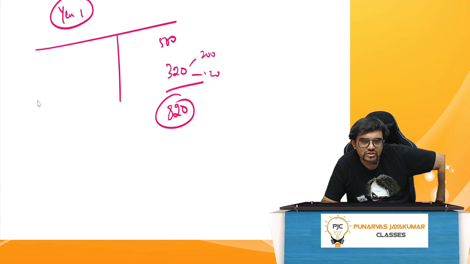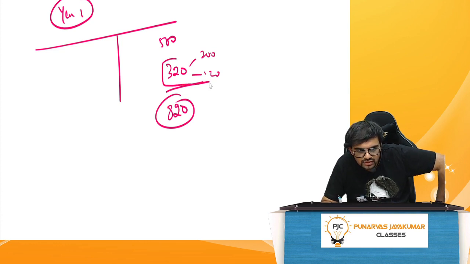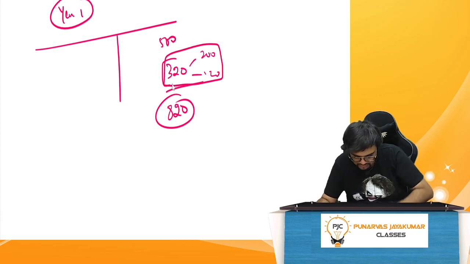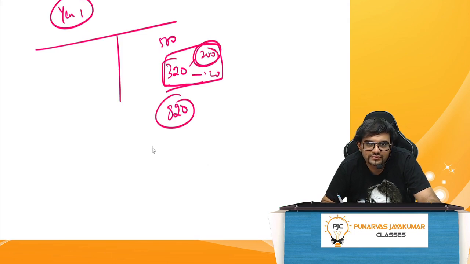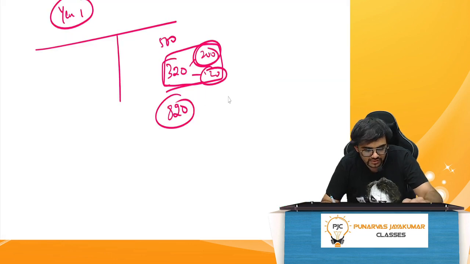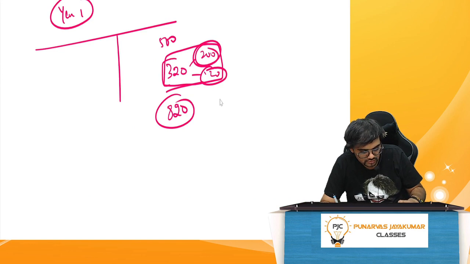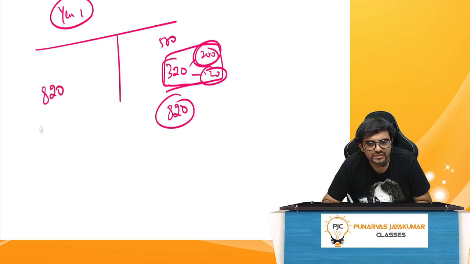This is wrong, right? Because it should only come in capital gains, it is exempt, but here it's not exempt. So what are they trying to tell? From this income, you reduce these two. Now you read. Notional gain on transfer of shares of SPV to a business trust in exchange of units allotted by trust: 200. Notional gain resulting from change in the carrying amount: 120, 10 rupees to 11 rupees. So in this particular year, if 820 is the net profit, subtract 200, subtract 120.